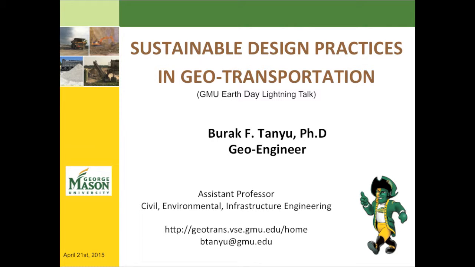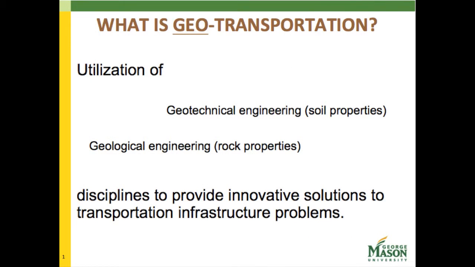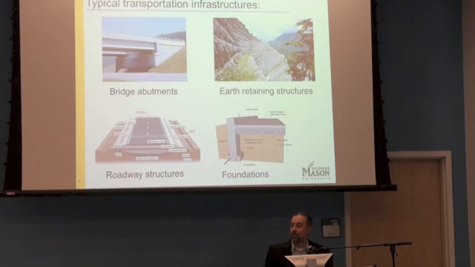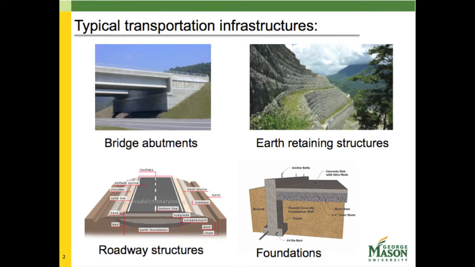So let's talk about sustainable design practices in geotransportation. First, let's define what geotransportation is. It's the utilization of two different geodisciplines: geotechnical engineering, which focuses on soil properties, and geological engineering, which focuses on rock properties, which then provides innovative solutions to solve transportation infrastructure problems. The typical transportation infrastructures that we focus on are bridge abutments, earth retaining structures, roadway structures, as well as foundations.